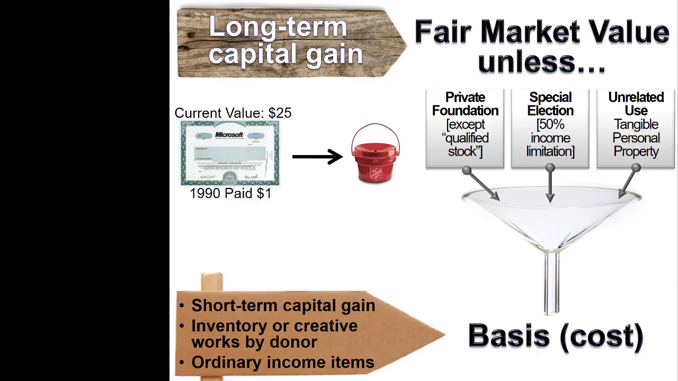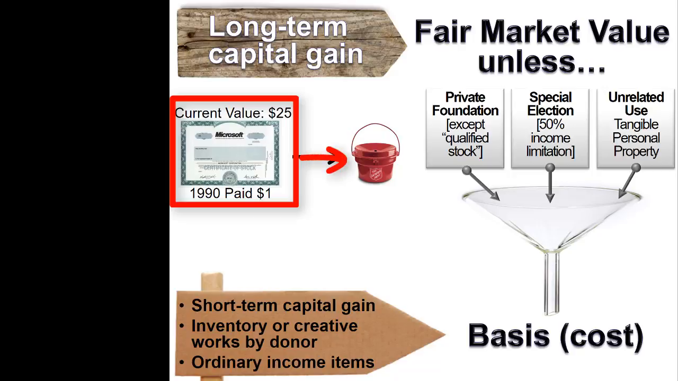Now consider some examples that demonstrate how these rules function with specific gifts. Suppose that a donor owns a share of stock that he paid $1 for in 1990, which today is worth $25. He gives that share of stock to a public charity. How much could he deduct for that charitable gift?